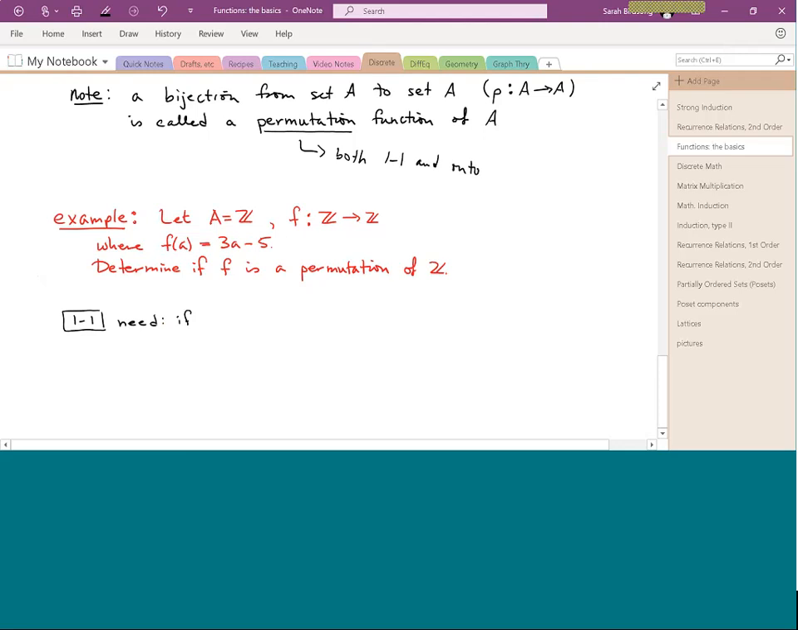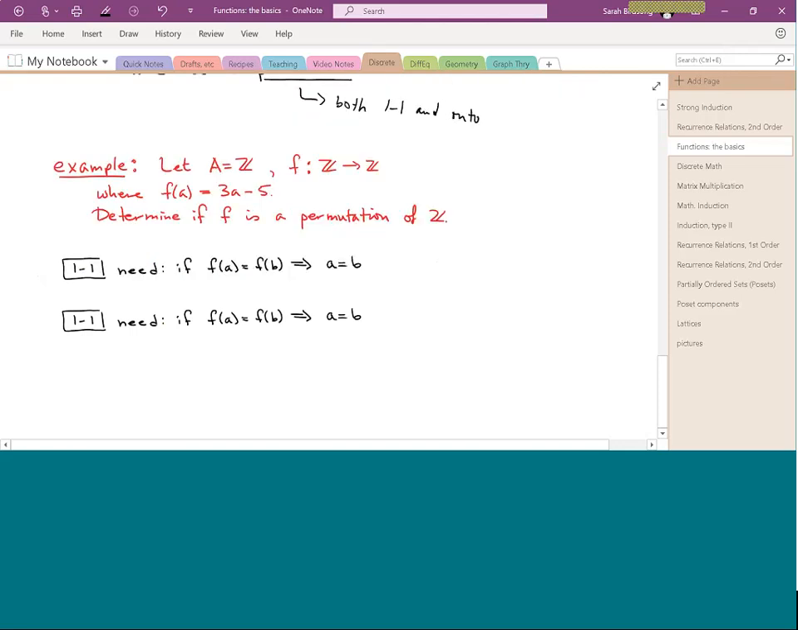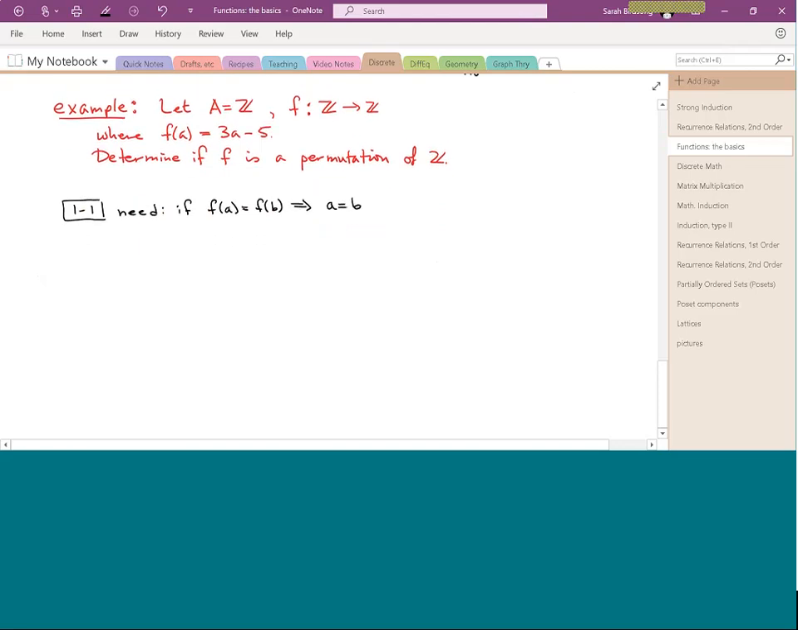If f of a equals f of b, we have to have that a and b are equal to each other. Okay? So the first thing you do is say, let's go ahead and assume we actually have the if part of this statement. So we'll assume, and this is what you do anytime you check if a function is one-to-one and you have a formula for the function, that f of a equals f of b. Now, once you've assumed that, you plug in your formula. Your formula says f of a is 3a minus 5. Your formula for f of b says f of b is 3b minus 5.